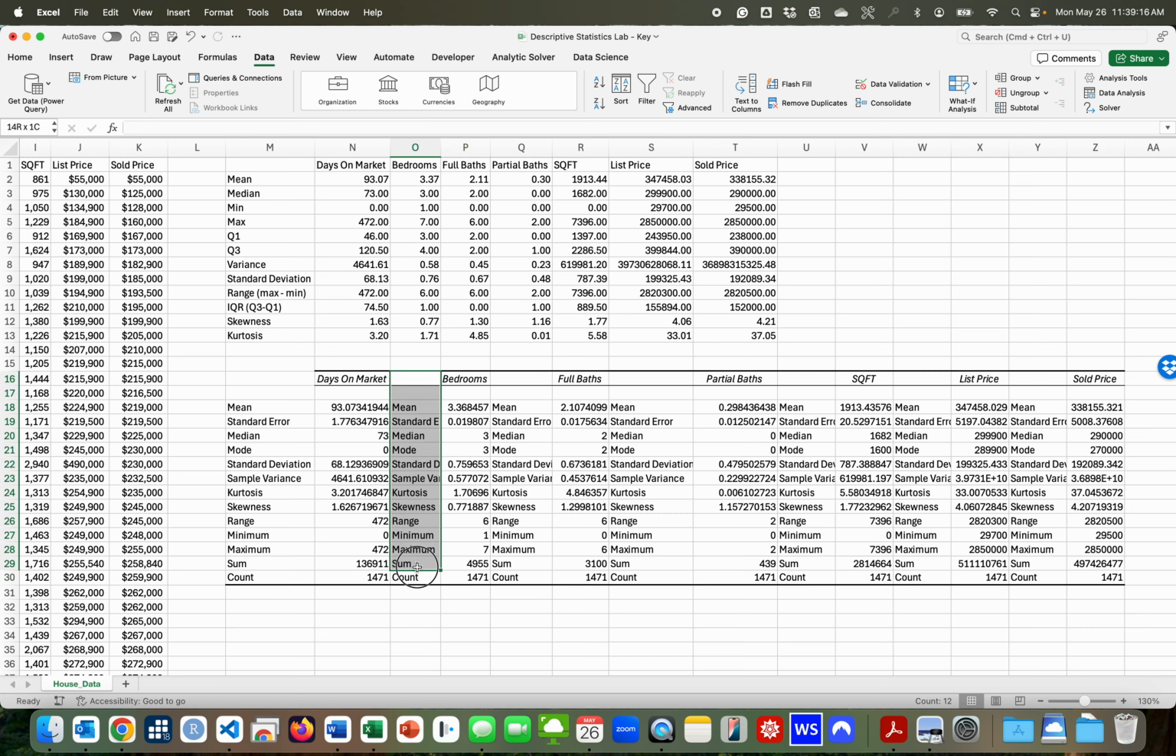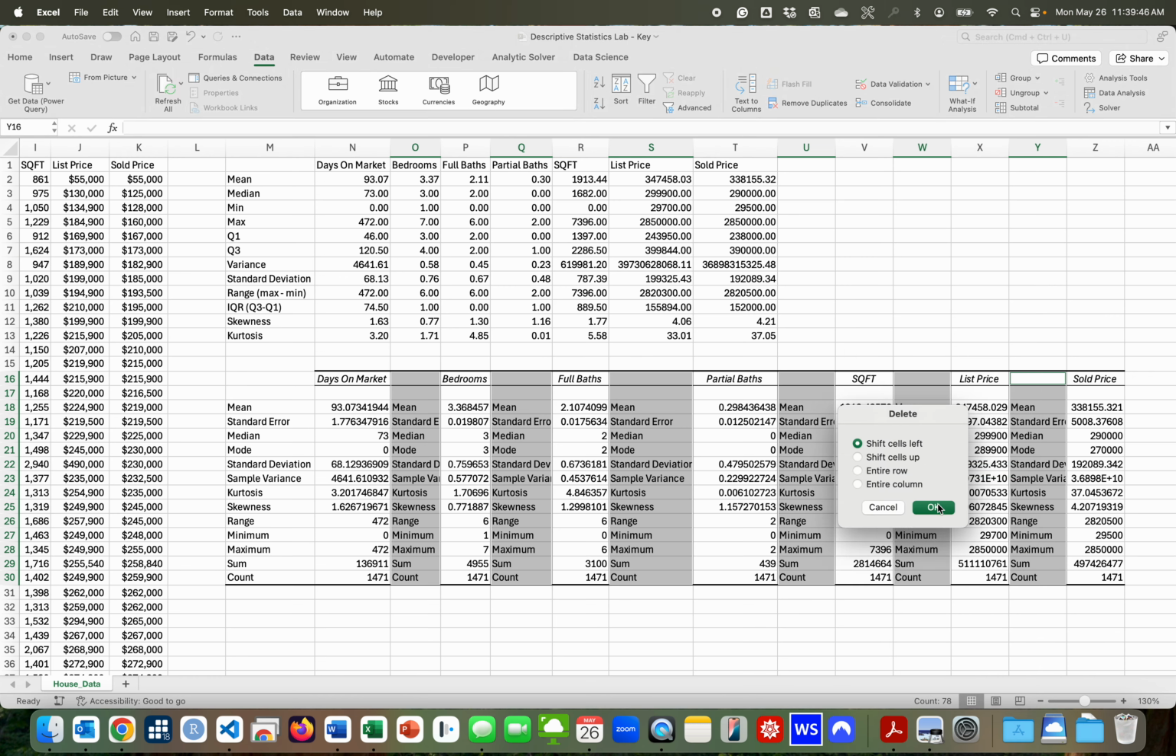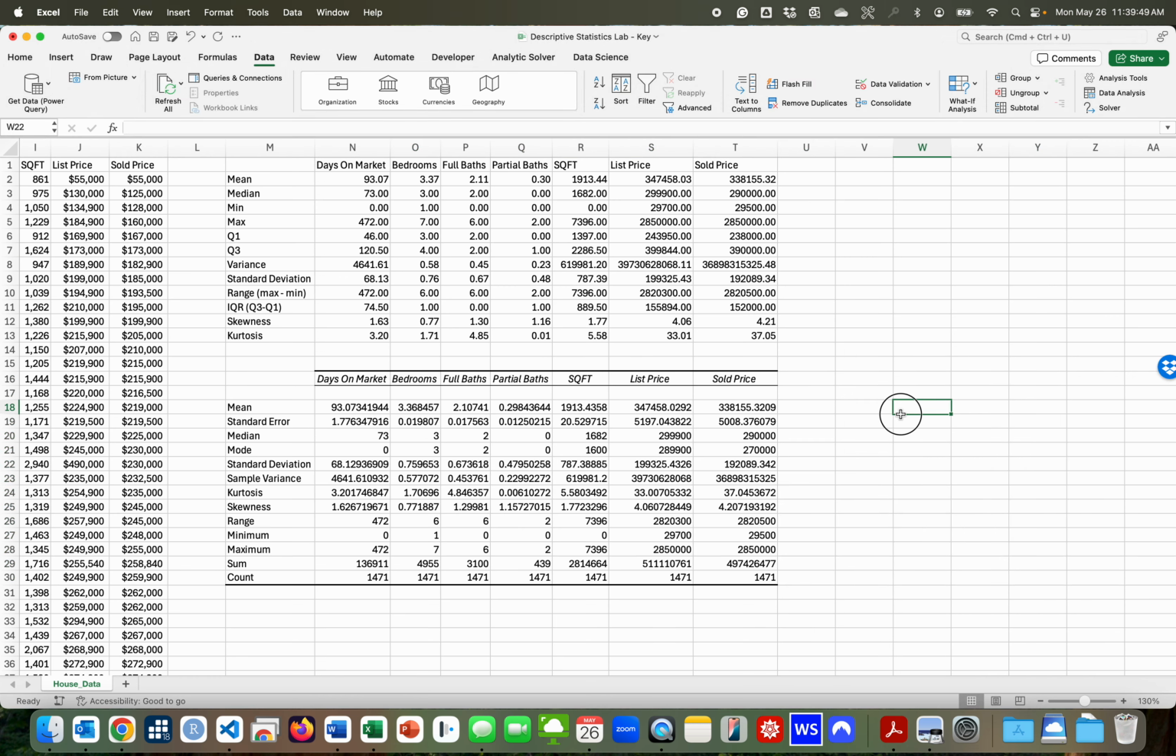Then I'm going to highlight all of this stuff. I'm going to hold down Command. On a Windows machine, you hold down Control. I'm going to highlight all of this stuff right here. I don't want to highlight that. Well, highlight all of the stuff in the table. I'm going to right click, delete it, shift cells left, and now my table looks a little bit nicer.